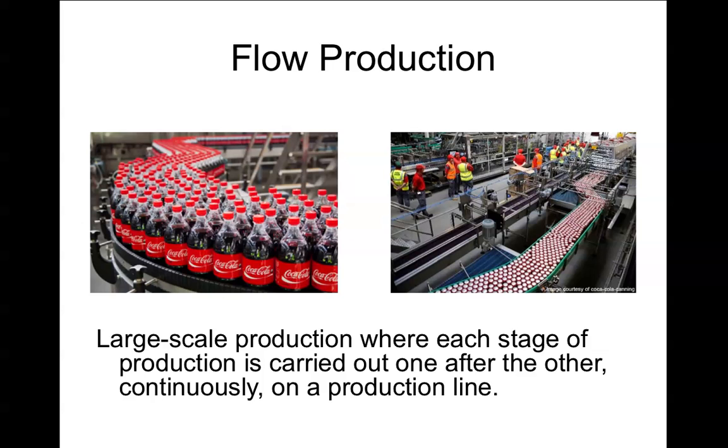Flow production takes it the next step. The definition for this is it's large-scale production where each stage of production is carried out one after the other continuously on a production line. So the best way to think about this is for something like Coca-Cola. Those bottles are just going off the production line. There's no changing them. They're one after the other, probably going 24/7. Coca-Cola's got a lot of Coke to sell, and that's the way that they produce it.